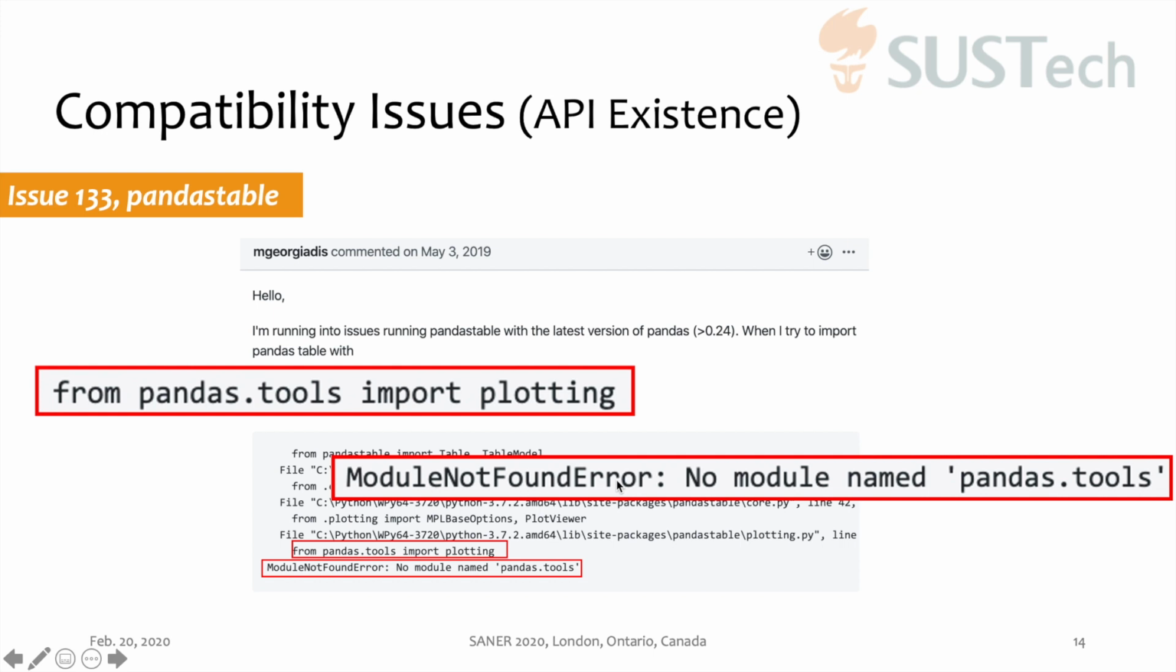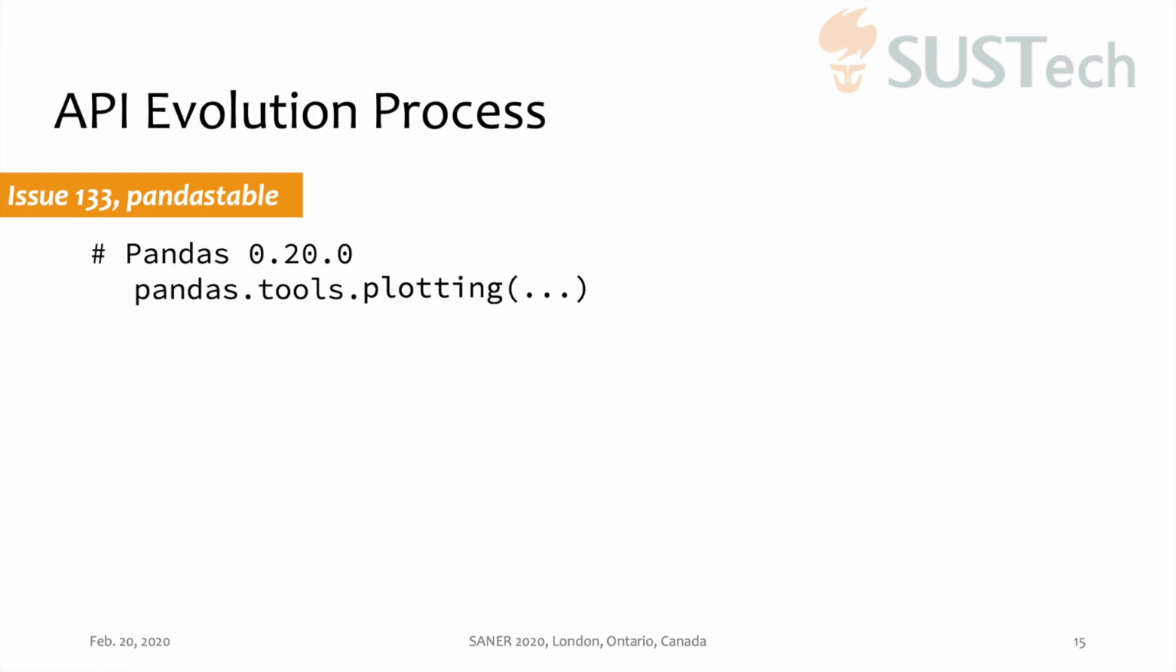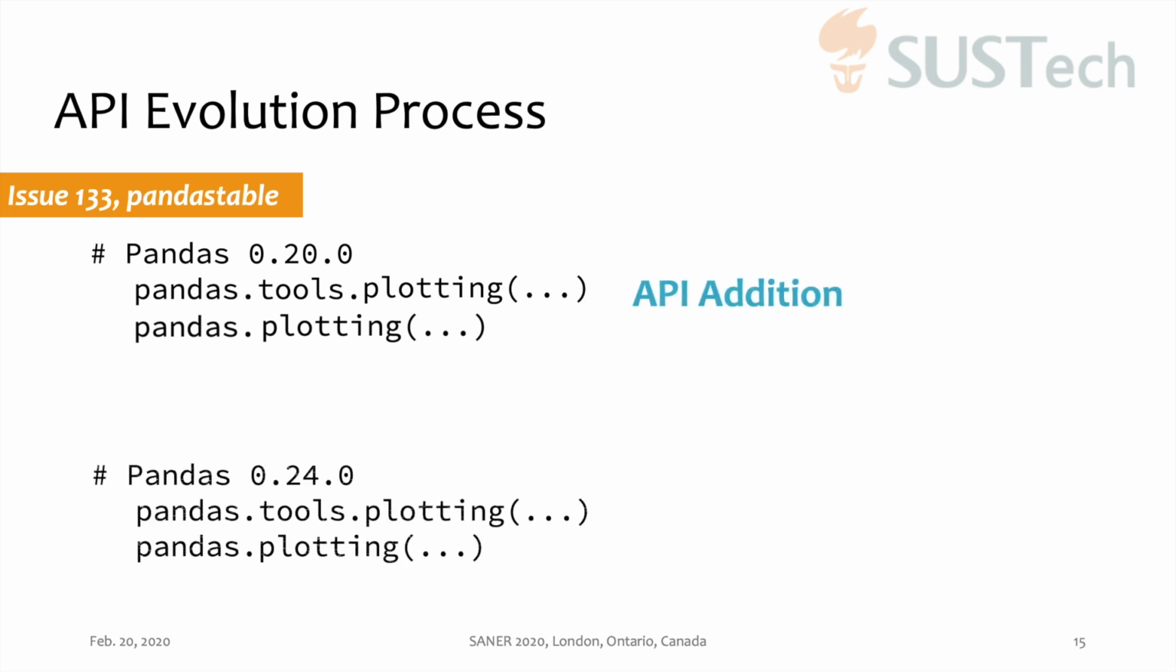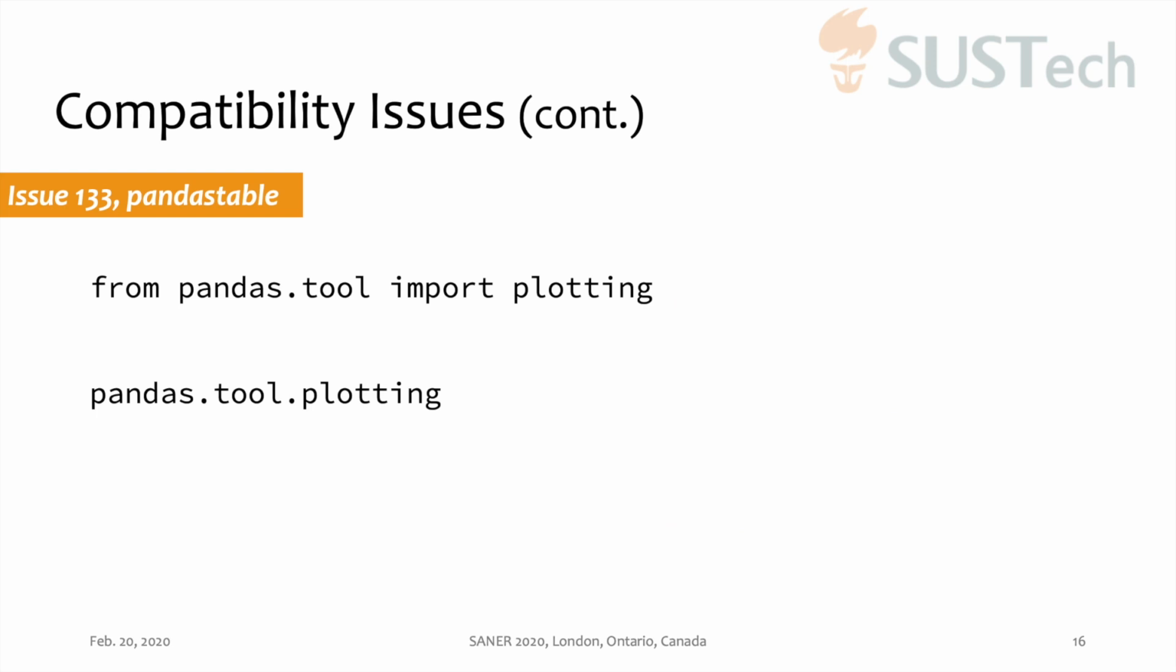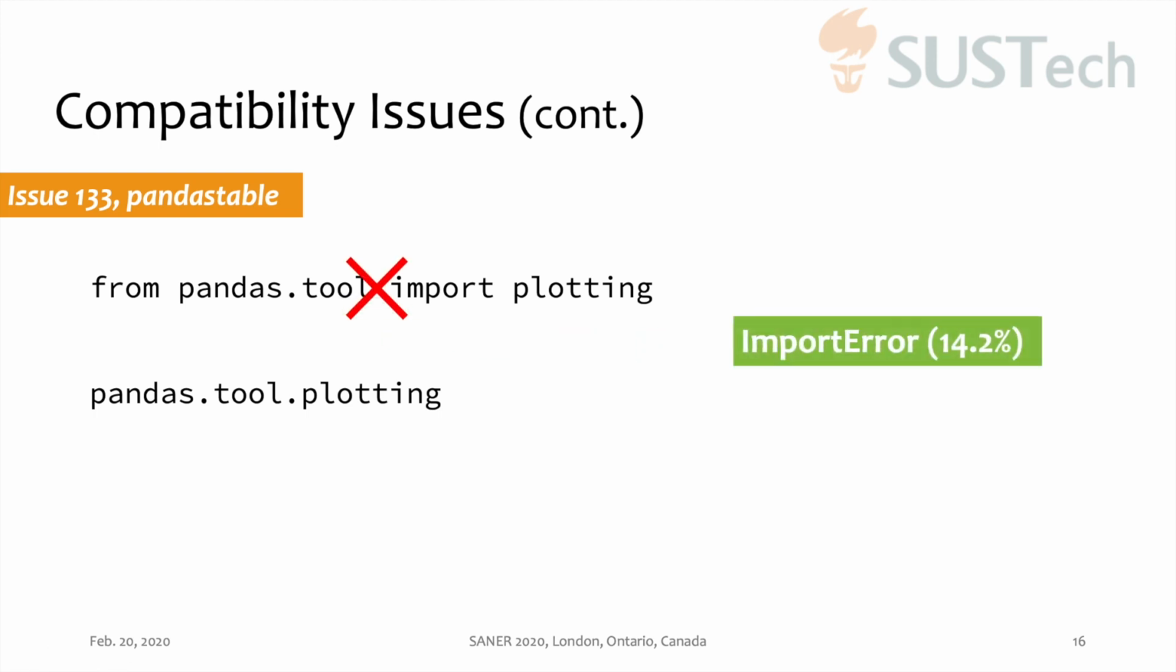This is one kind of import error. The reason is that the plotting is no longer under the module Pandas tools, and also the tools module doesn't exist anymore. Actually, in the 0.20 version, the plotting is copied to the Pandas module, and then in the 0.24 version, the old API is finally removed. As a whole, the original API actually went through a relocation process. Then, if you still import this API like this, it would throw an import error. And then, if you use it directly like this one, it would throw an attribute error.